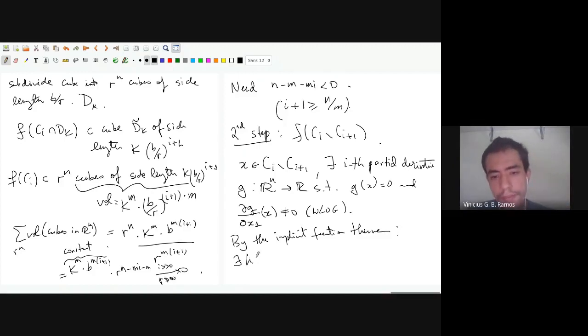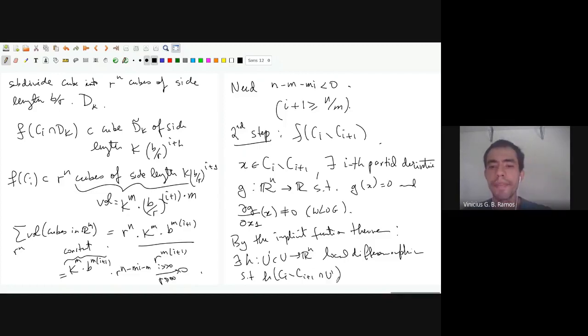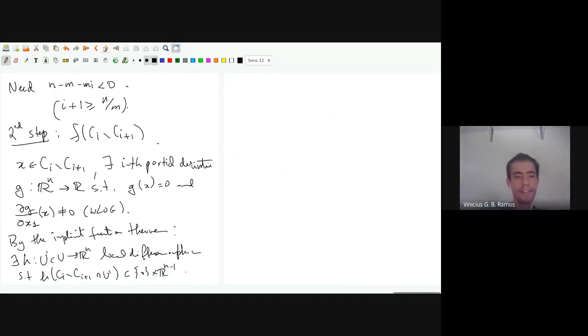there exists a local diffeomorphism, maybe U prime contained in U, such that the image of Ci minus Ci plus 1, intersected with this U prime, is contained in 0 times Rn minus 1. So that means that up to a change of variables locally near x, if you want to keep this condition of g of x is 0, which is what you need to be in Ci, the image of Ci minus Ci plus 1 is taken to 0 times R of n minus 1. Okay, so this is what the implicit or the inverse function theorem gives, however you want.